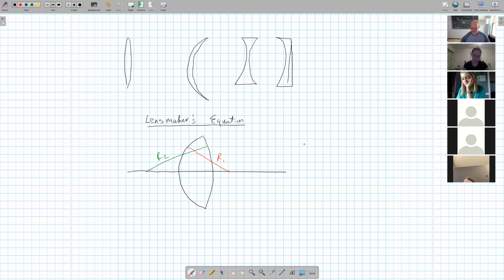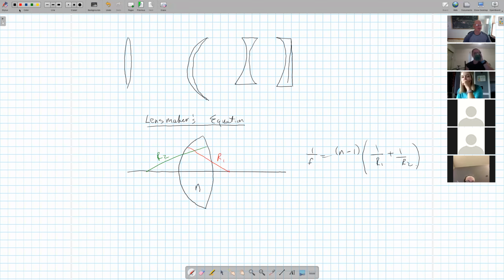What the Lensmaker's equation says is that 1 over the focal length is equal to the index of refraction of the material. In this case, whatever the lens is made out of has an index of refraction, n, minus 1, times 1 over radius R1 plus 1 over radius R2. So the Lensmaker's equation tells me that if I know the index of refraction of the material, and I know the radius R1 and the radius R2, then I can determine the focal length.